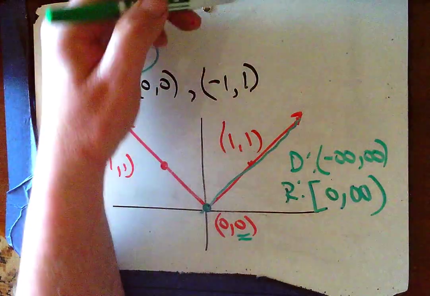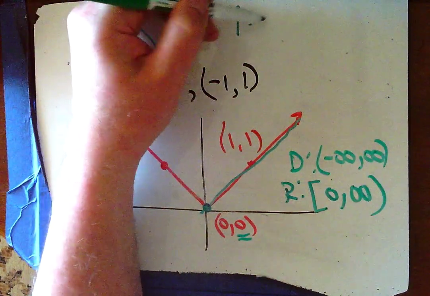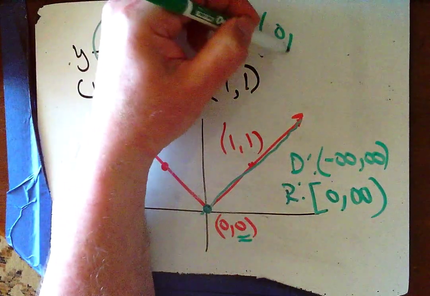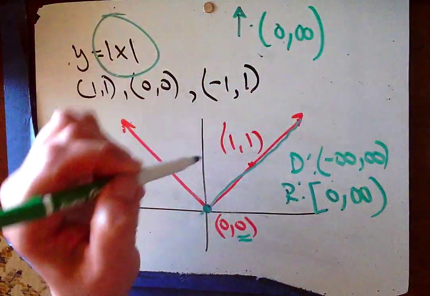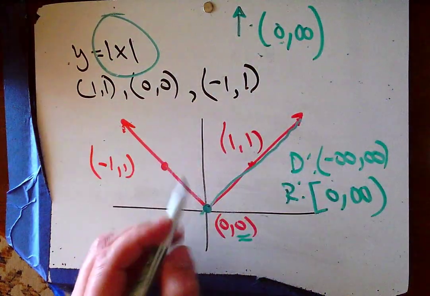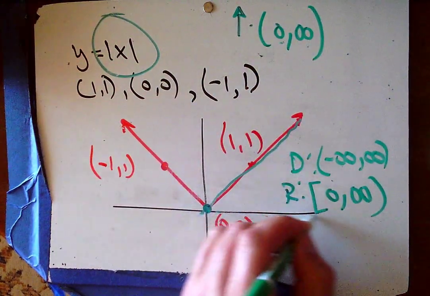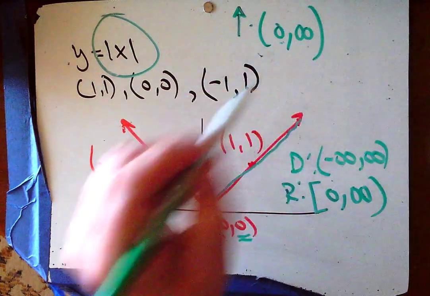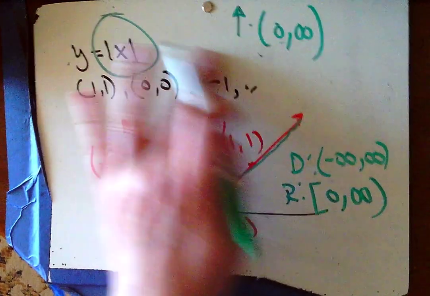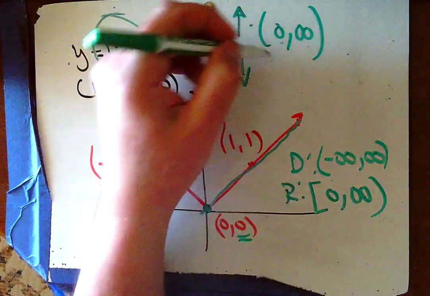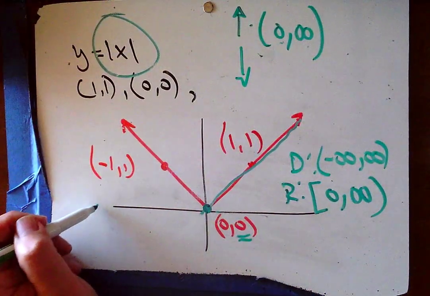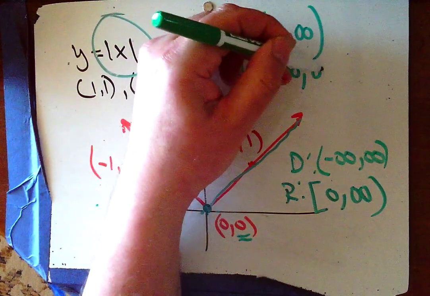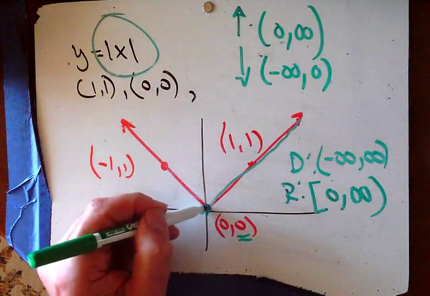So I'm going to say increasing on 0 to infinity. These are x values, by the way, from x equals 0 to x equals all the way out to infinity, which means I go forever. And I'm decreasing from negative infinity until I get to 0. Negative infinity to 0. Now what about 0?